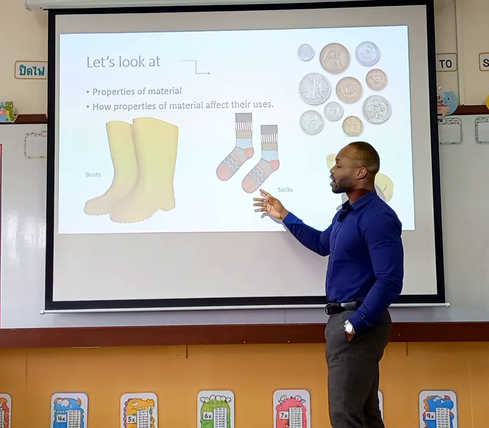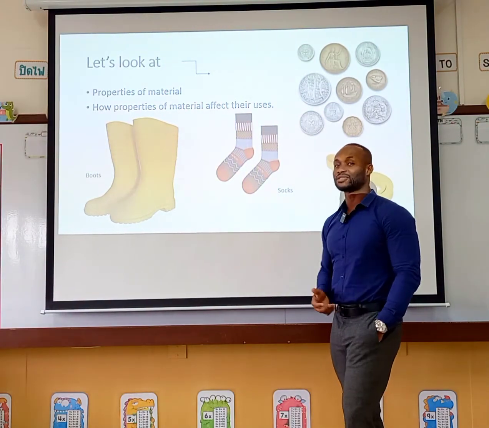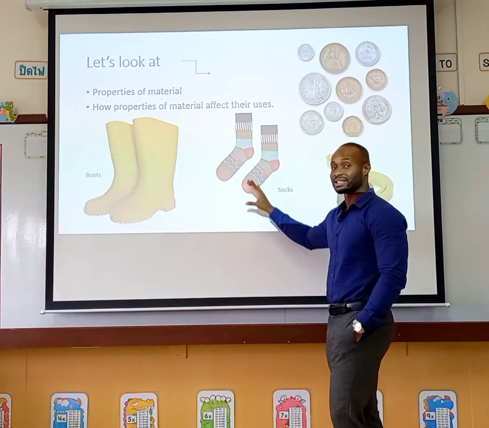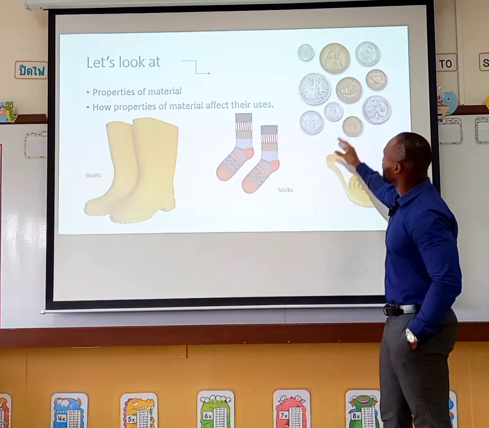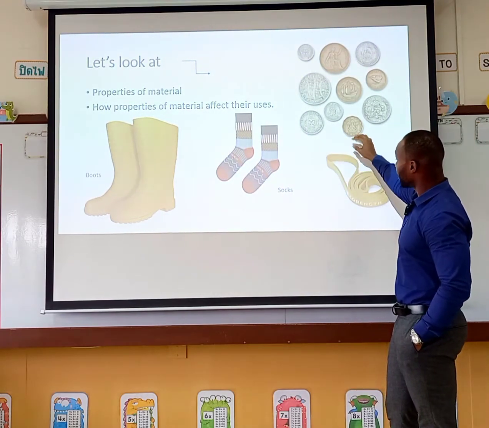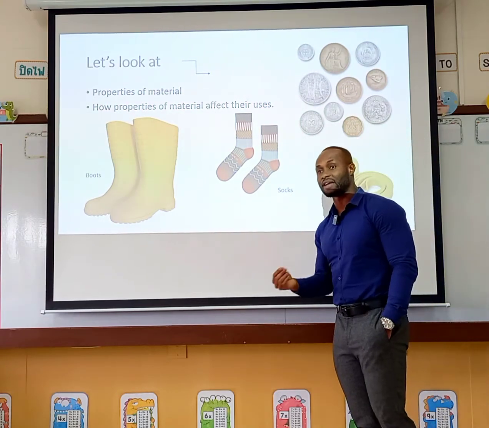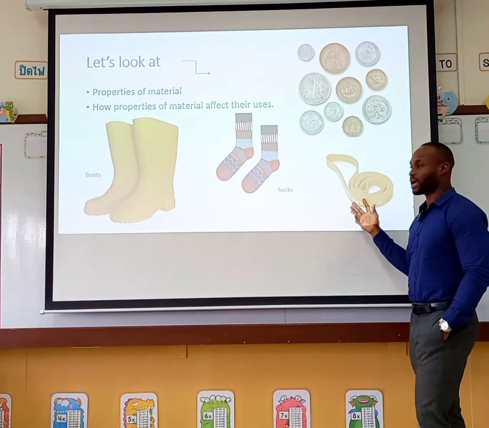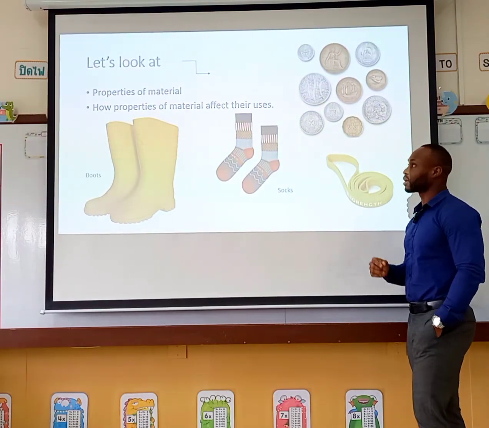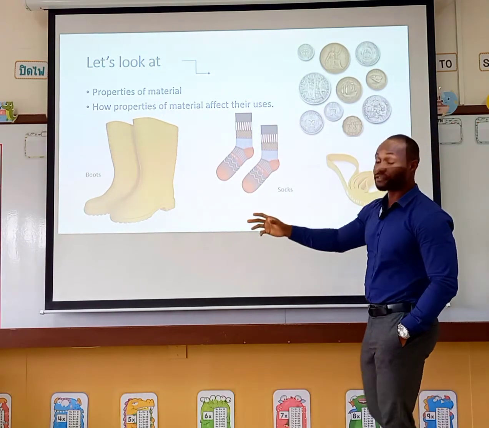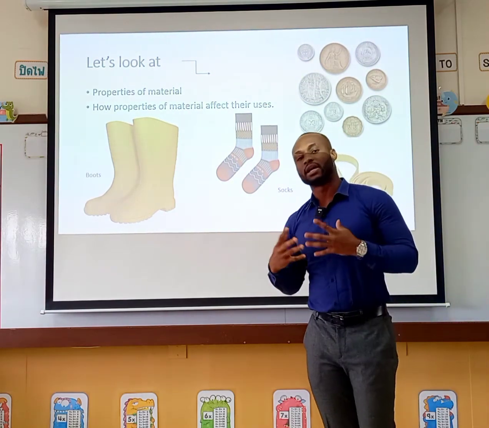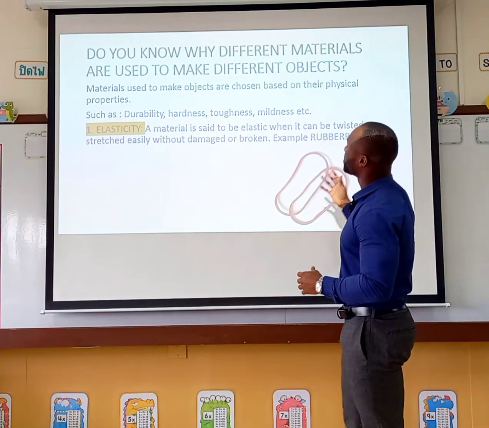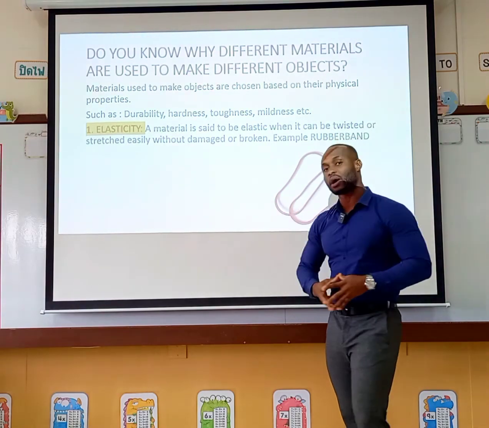And the next one, of course, socks, fabric. Of course, you guys have socks, right? Socks are also a material and also have their own property. Okay, the next one is coin. Coin, of course, is very durable. It can stand for many years, for a very long time. And then this one is rubber band, which is stretchy, elastic. Okay, so all these are different materials that also have different properties.